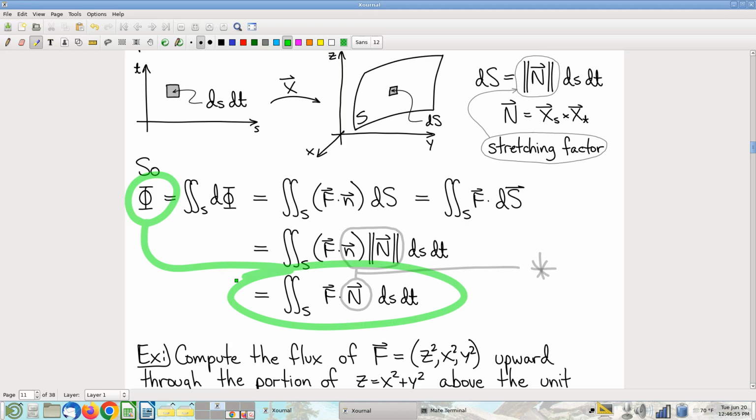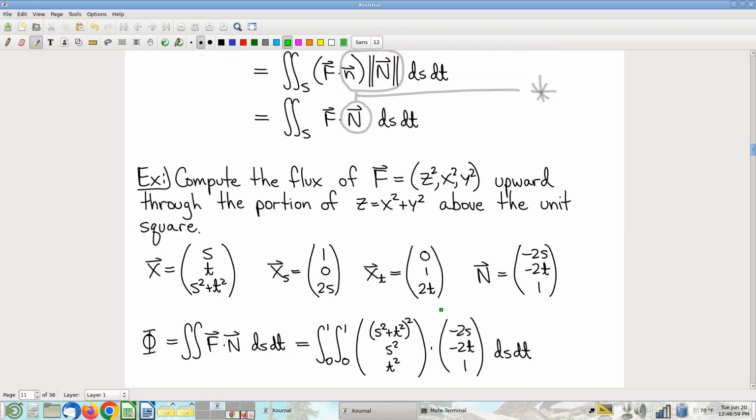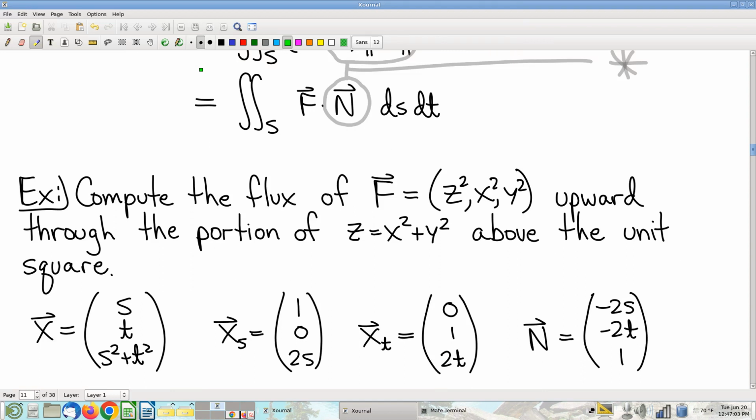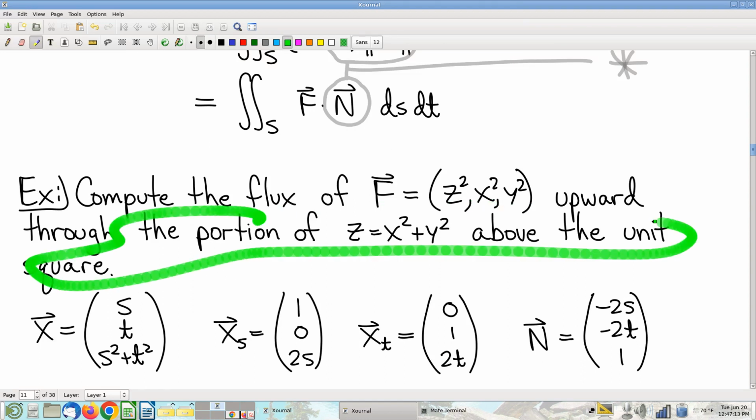It's just a matter of plugging in. And here we go with an example. Let's compute the flux of this vector field arbitrarily through this surface. You see, oriented upward.